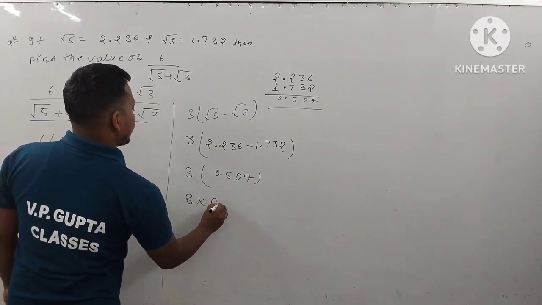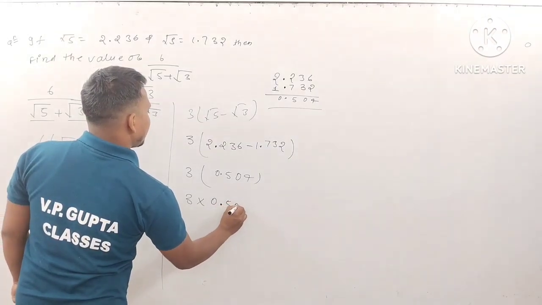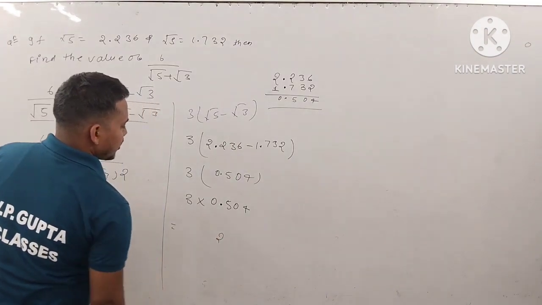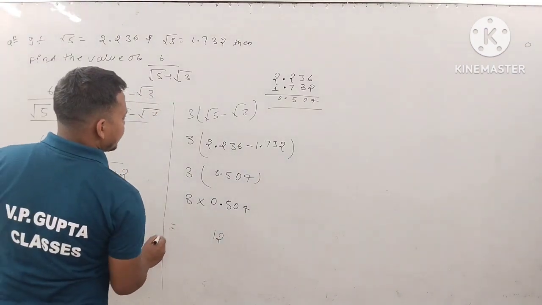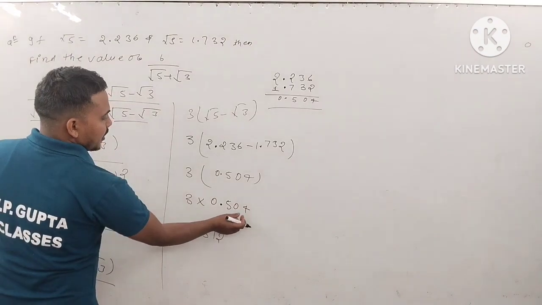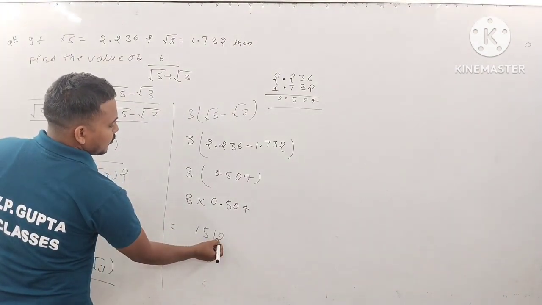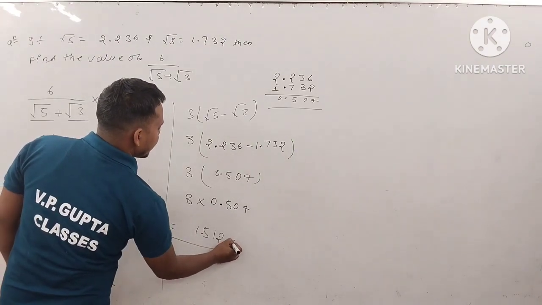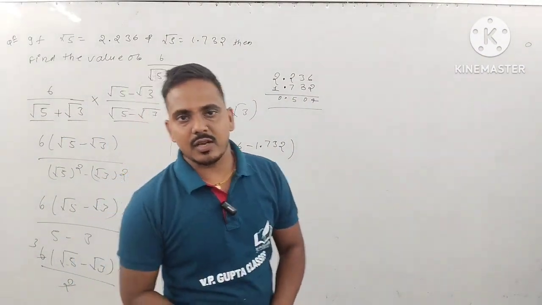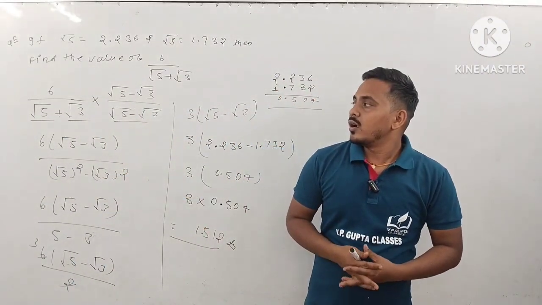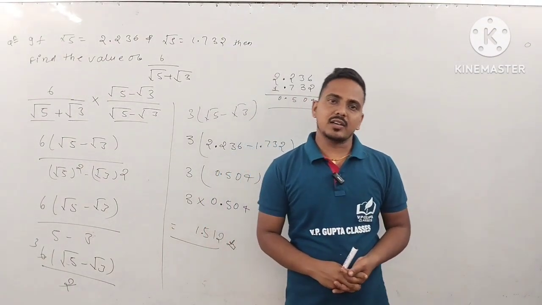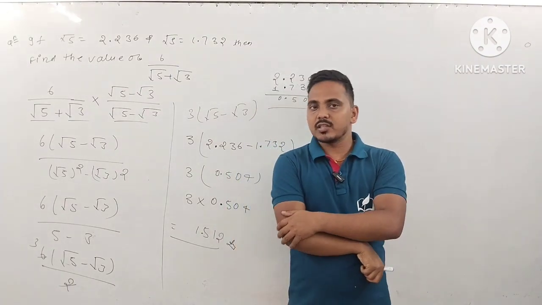3 into 0.504. Okay, now 4 threes are 12. Okay, carry 1. 5 threes are 15. Okay, 5 threes are 15, and we get 1.512. This is our answer. And if this type of question carries in the examination, first of all we rationalize the denominator, and then after putting the value you get the answer.